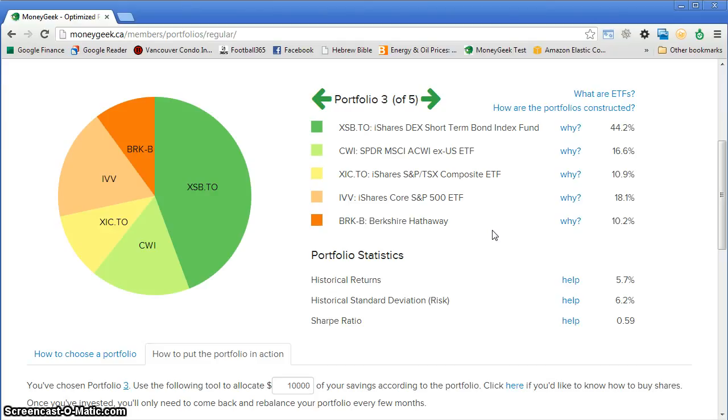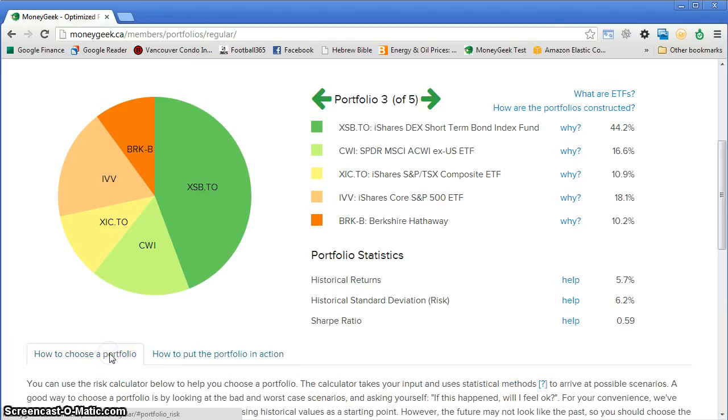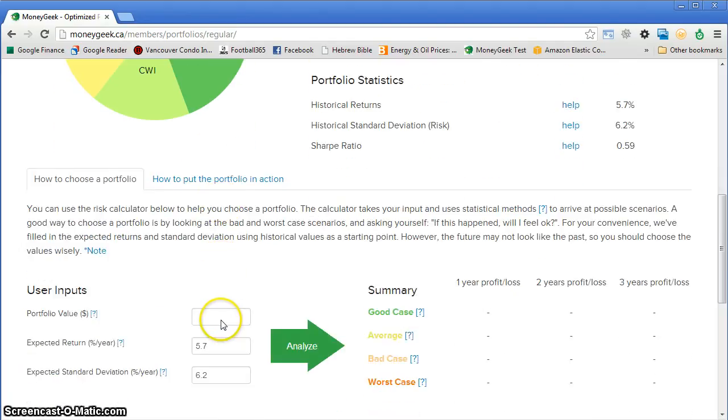So how do you choose among these portfolios? Like we said in the beginning, you should choose a portfolio that gives you the highest returns without making you lose sleep overnight for taking too much risk. In finance jargon, this is called measuring your risk tolerance. To measure your own risk tolerance, you can use our risk tool, which you can get by clicking on the How to Choose a Portfolio tab.